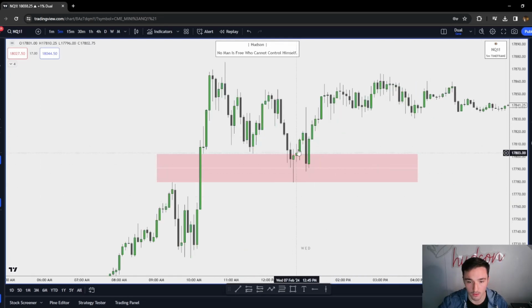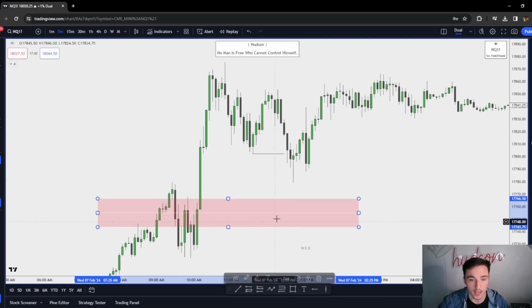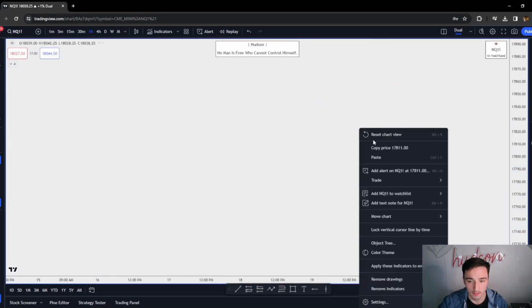So right here, whenever we come down into it, notice we have displacement. Displacement are fair value gaps, so we have fair value gaps throughout here. So we have displacement into the higher time frame PD array. We have an old low right here, so smart money is accumulating orders. We do not reach that draw on liquidity.